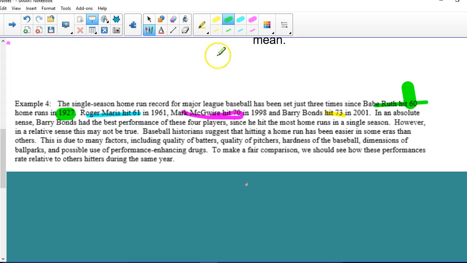Okay. Next, what you would need is to find a z-score for Roger Maris from 1961. You have your observation, you need your mean, and you need your standard deviation. Then you'd get a z-score for Roger Maris. Remember Babe Ruth, observation is 60. You would need a mean and a standard deviation for the year 1927.